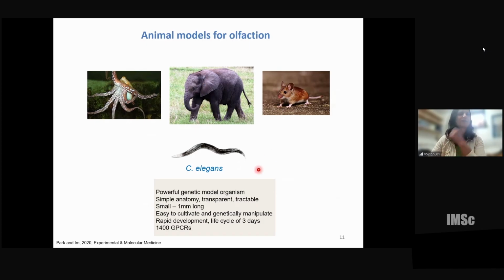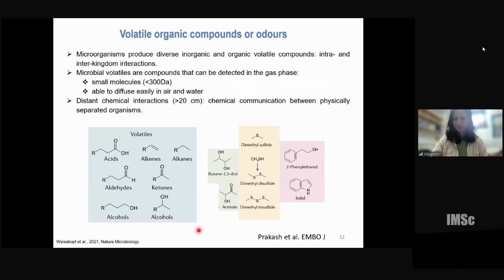And then you have mouse. And then we come to C. elegans, which, for reasons that you know already, probably in the last few days, has become a really interesting model for us to study. It has about 1,400 GPCRs. That means they're not just for odorants, but for other molecules. So we decided that this is what we'll go with.